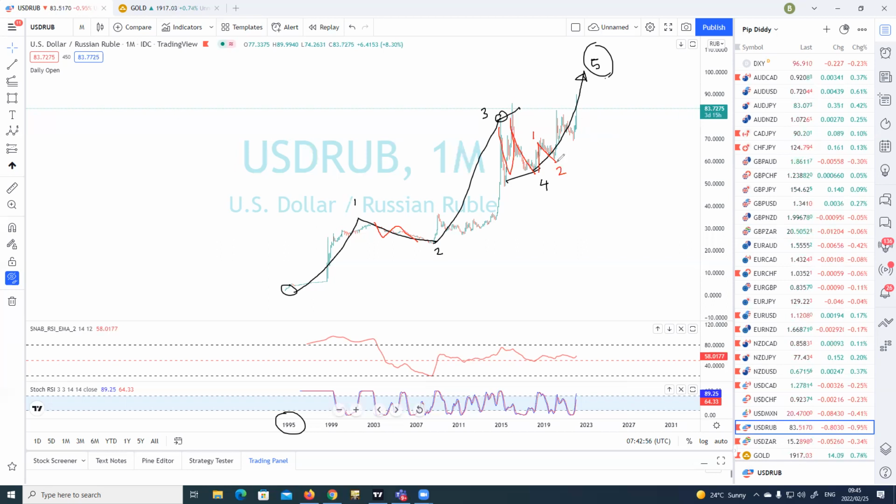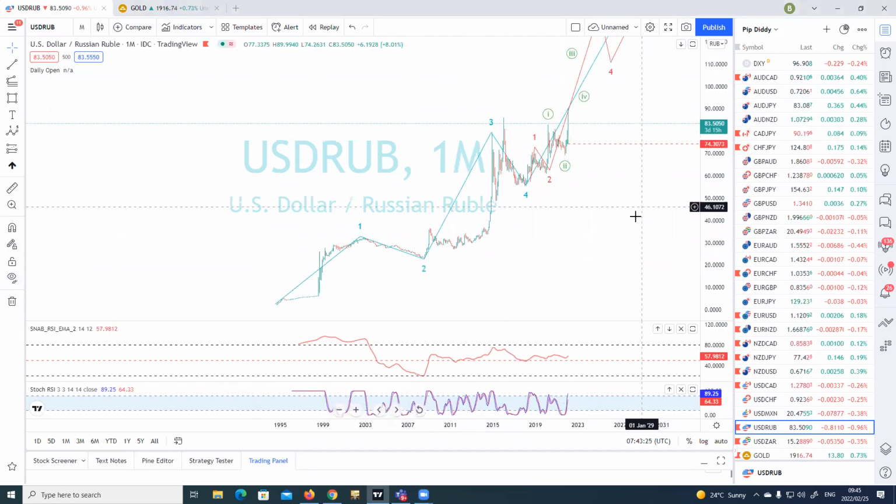And then this nest here could make a probable 1, 2, 3, 4, 5 to mark the completion of our wave 3, right? Then we can have wave 4 and then wave 5, which is going to coincide with the end of this wave 5 here in black.